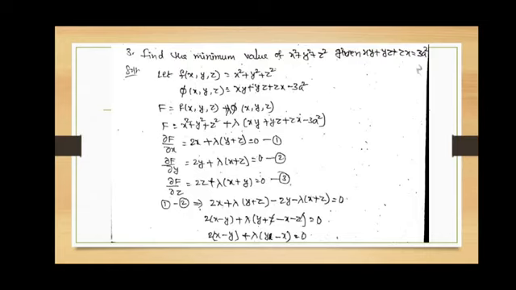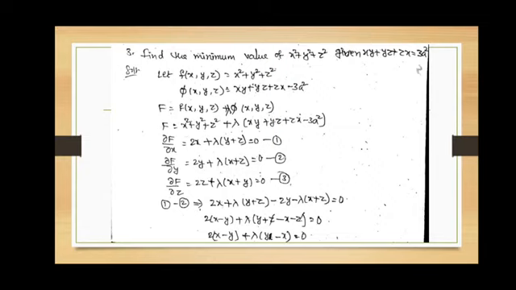Now we see one more problem here, that is find the minimum value of x square plus y square plus z square given xy plus yz plus zx is equal to 3a square. If we see the previous problem, there is no change in the function, but the condition changes. In the previous problem, the condition is x plus y plus z is equal to 3a, but in this problem, the condition is xy plus yz plus zx is equal to 3a square. This is also similar to the previous problem.